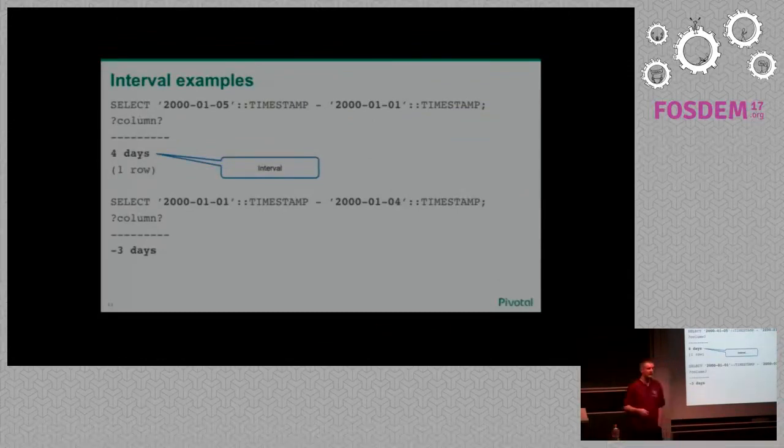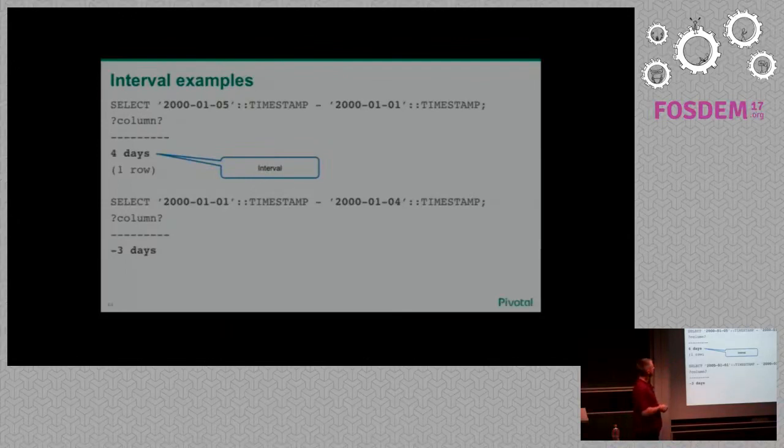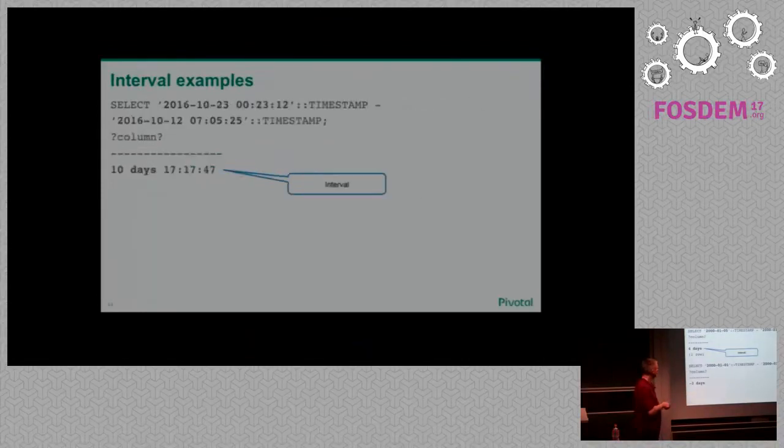Okay, I can also do math with dates and times. Like here, I have 2 timestamps, and I get back the difference, which is an interval now. I have 4 days difference between these 2 timestamps. Or like here, I just turn them around. I get -3 days because this one is smaller than this one.